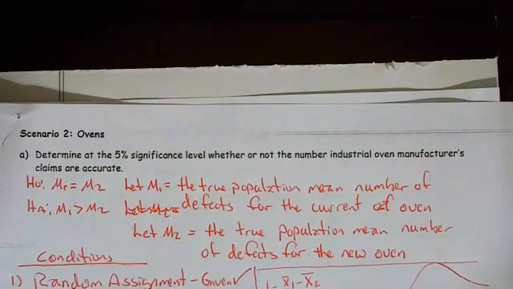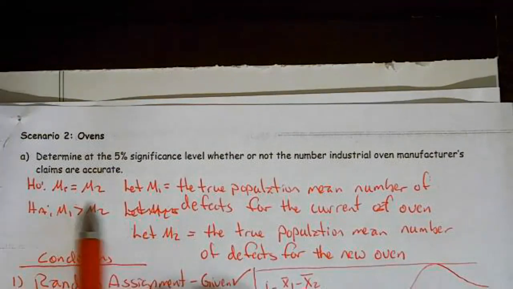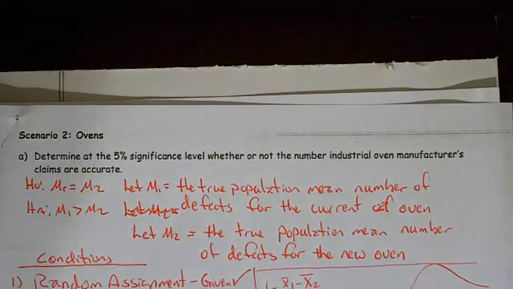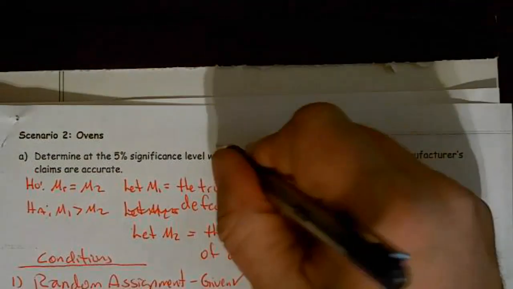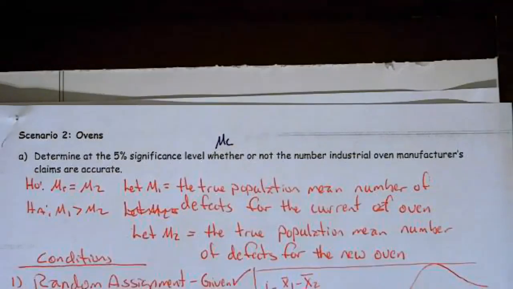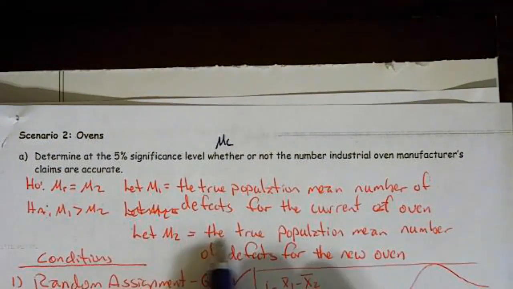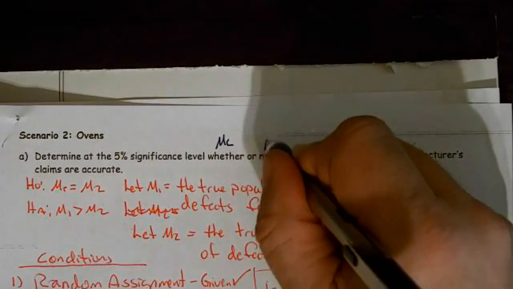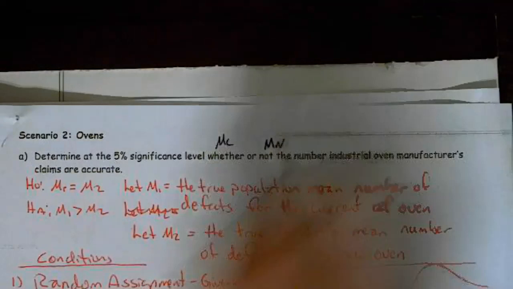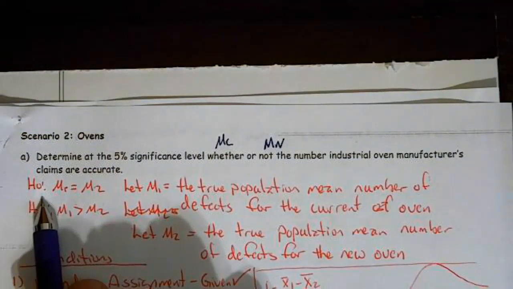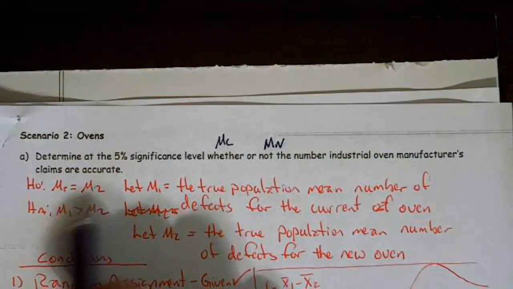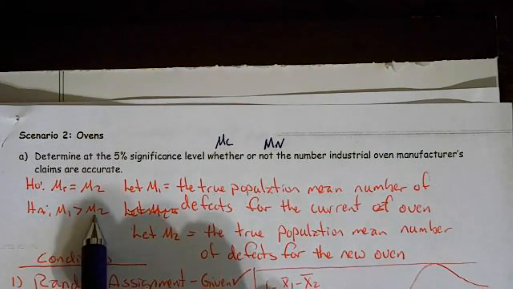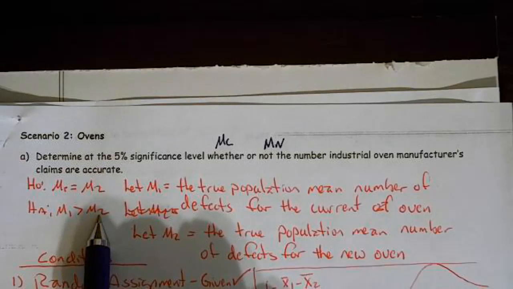So the very first thing, we have to write our parameters. Mu1 equals the true population mean number of defects for the current oven. Some people might want to use mu c for mu current, and that's fine. Let mu2 equal the true population mean number of defects for the new oven, in which case you could have used mu n. All right? The null hypothesis will always be equal, so mu1 equals mu2. And in our case, we're saying the mu current has greater defects than the new one.